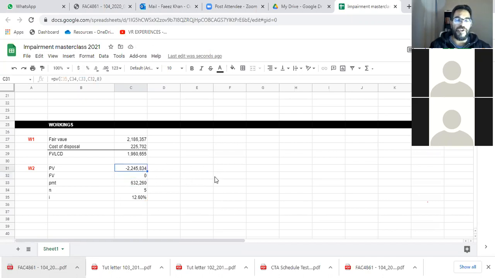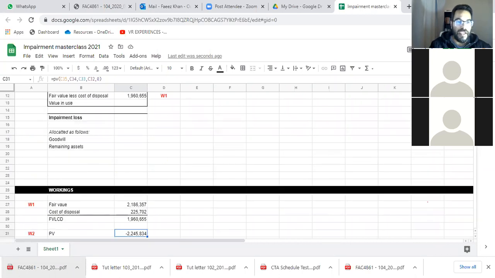So there we have our present value, which is our value in use, 2,245,000. So that is C31. I'll go over here and bring it in. C31, I'm making it negative because we obviously don't want a negative answer. It must be positive. So we'll tell them that they can go look at the answer at working 2.